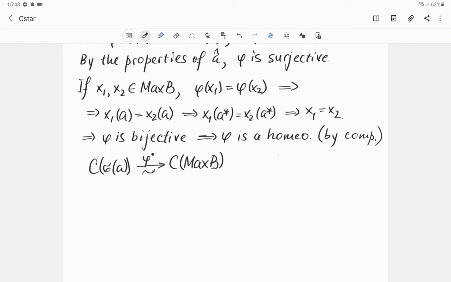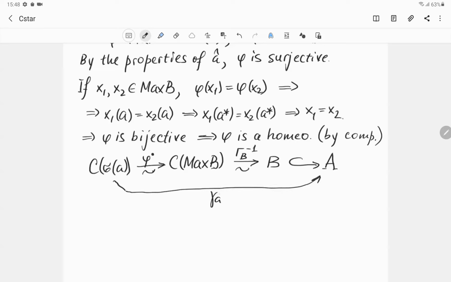And now we have the Gelfand transform. So B is a commutative unital C-star algebra. So the Gelfand transform of B is an isometric star isomorphism. So we have here the inverse of the Gelfand transform of B. And B is contained in A. So we now define the morphism gamma that we are looking for as the composition of these maps. So by construction, gamma is an isometric star isomorphism onto B. And to complete the proof, it remains to show that gamma is indeed a functional calculus.